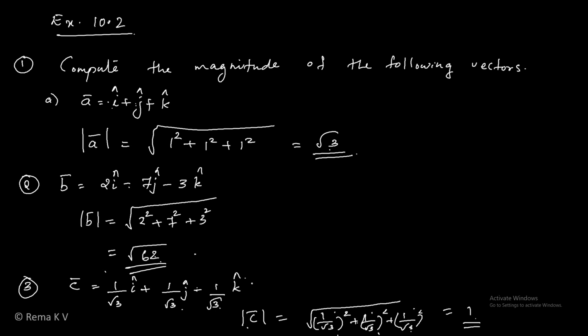In this way, you can identify whether the scalar components give the direction ratios or the direction cosines. If the magnitude is equal to 1, it means this is a unit vector. If this is a unit vector, the scalar components are the direction cosines. If it is not a unit vector, then the scalar components are called the direction ratios.